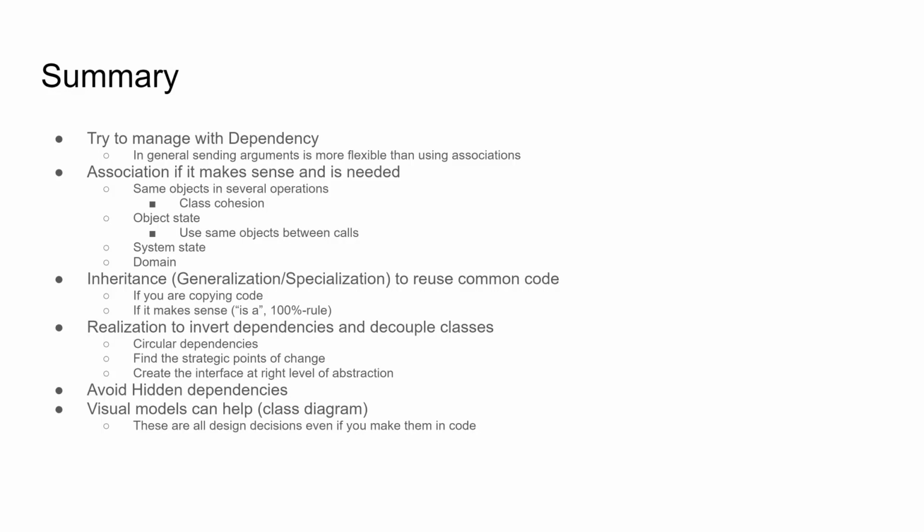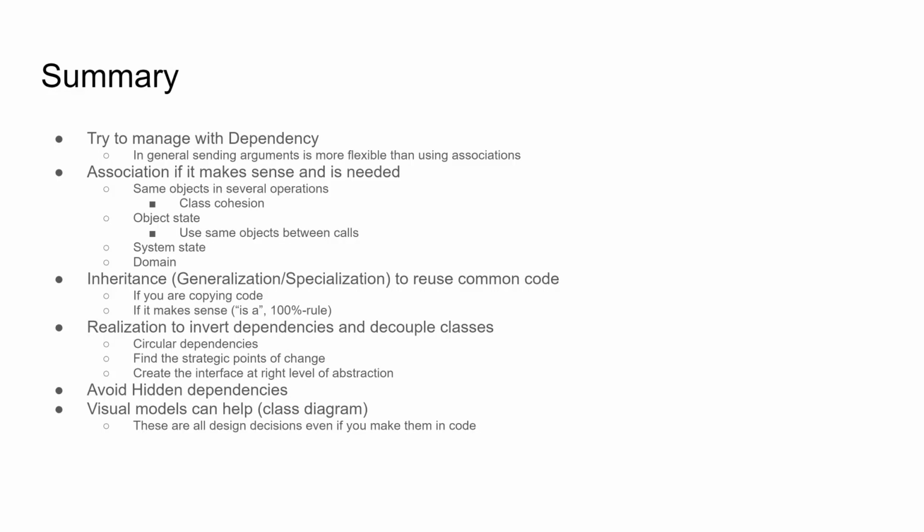We use inheritance, or as it's called, generalization specialization, to reuse common code. So if you are copying code between classes, or if you are copying whole classes, it could make sense to reuse this code via using inheritance instead. But make sure it also makes sense from the is a perspective and the 100% rule.